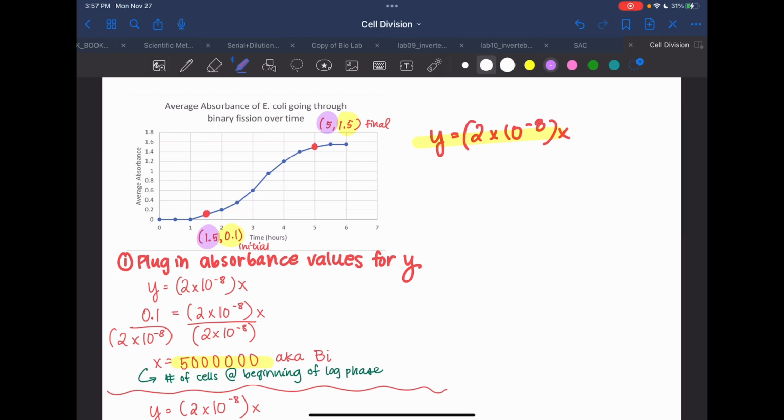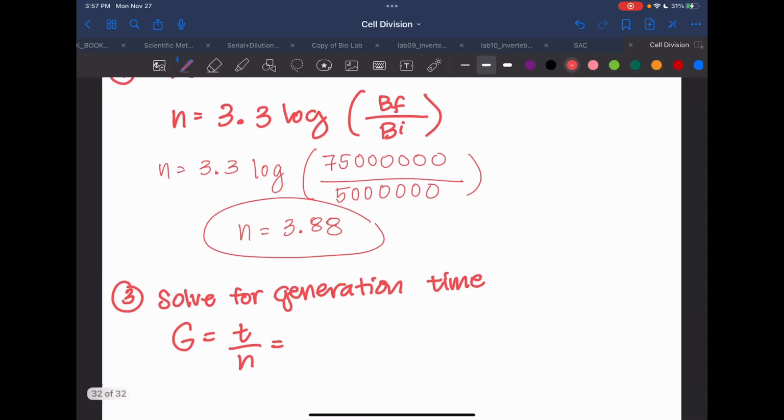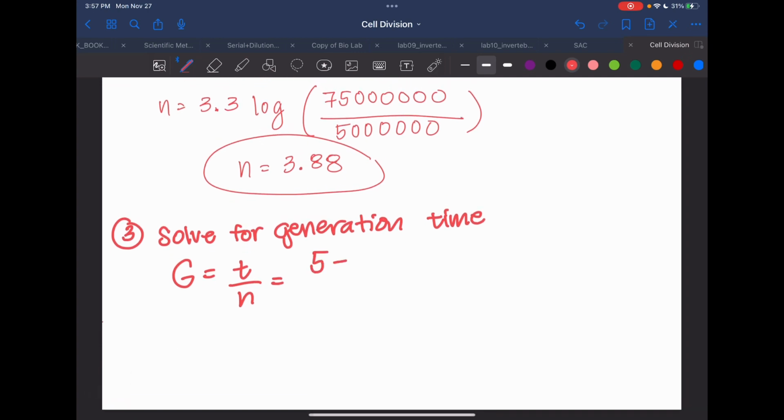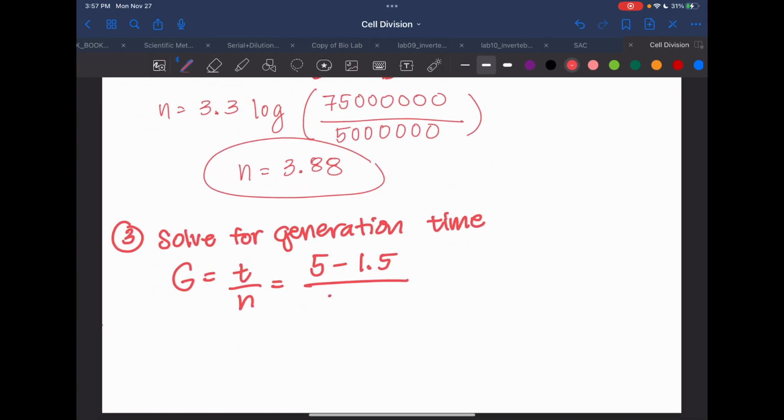So I have to subtract both of those. So 5 minus 1.5. So let me go back over here. It's 5 minus 1.5. And then my n, we already calculated, which is 3.88. Right? So let me just math that really quick. So that's 3.5 divided by 3.88 gives me 0.9. And then you can put however many decimal places your lab instructor asks of you. I'm just going to keep it there for now.